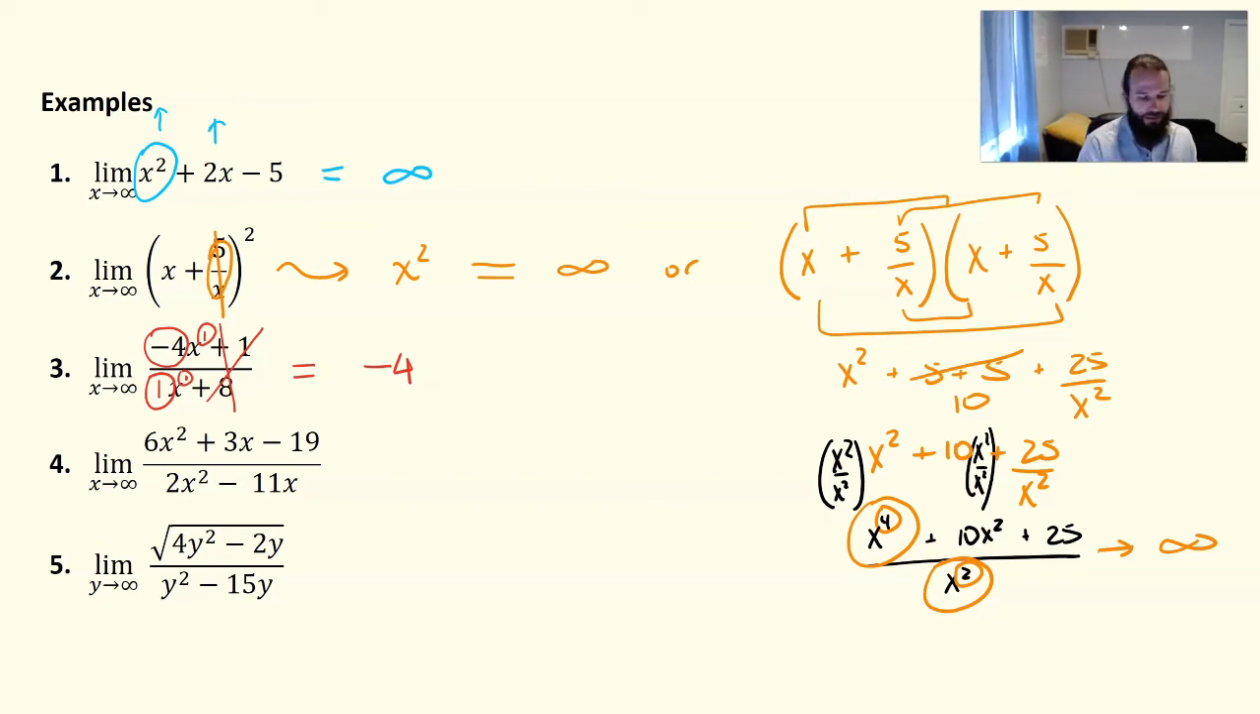The fourth question, same thing. Highest power is here and here, x squared and x squared. The lower power terms end up being insignificant as x gets very large, so we are going to approach 6 over 2, or 3.